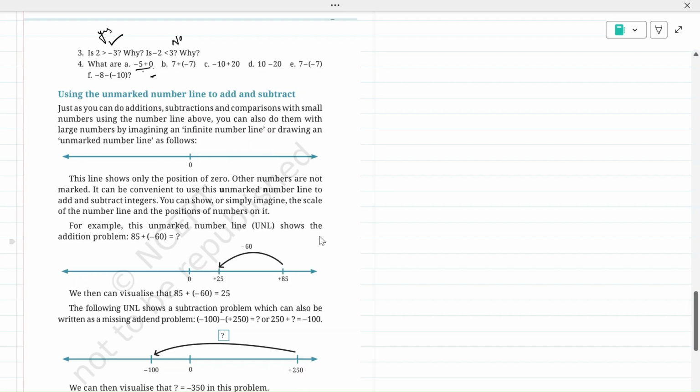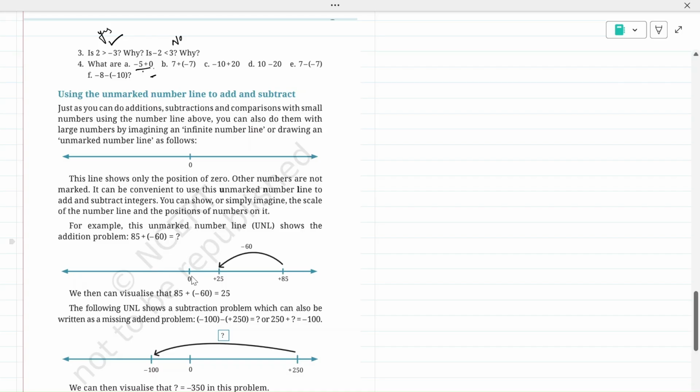Okay, so now we can just mark any numbers on this. The line shows only the position of 0, other numbers are not marked. It is convenient to use an unmarked line to add and subtract integers. Example is given to us. So it is 85 plus -60. So somewhere we have 85. If no sign is given in front of a number, that number is always considered as positive. It will always be a plus number, positive number. So 85 means plus 85.